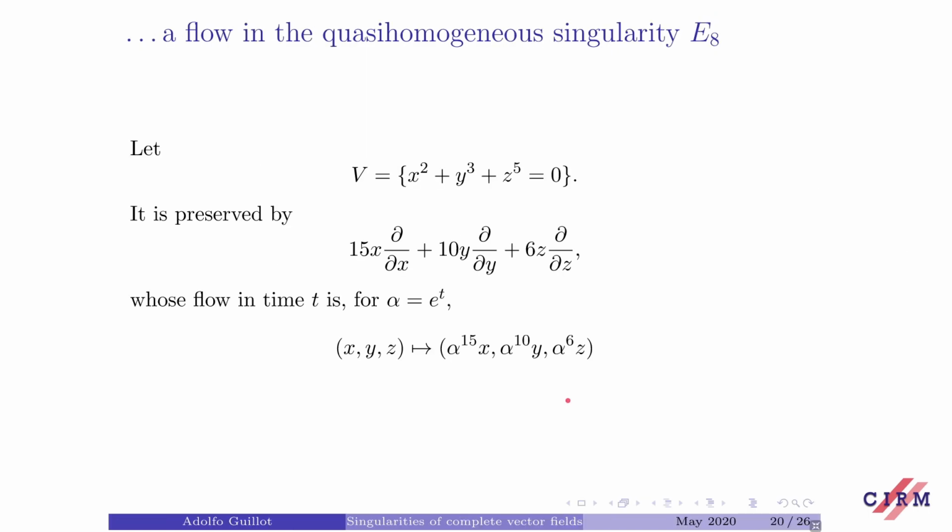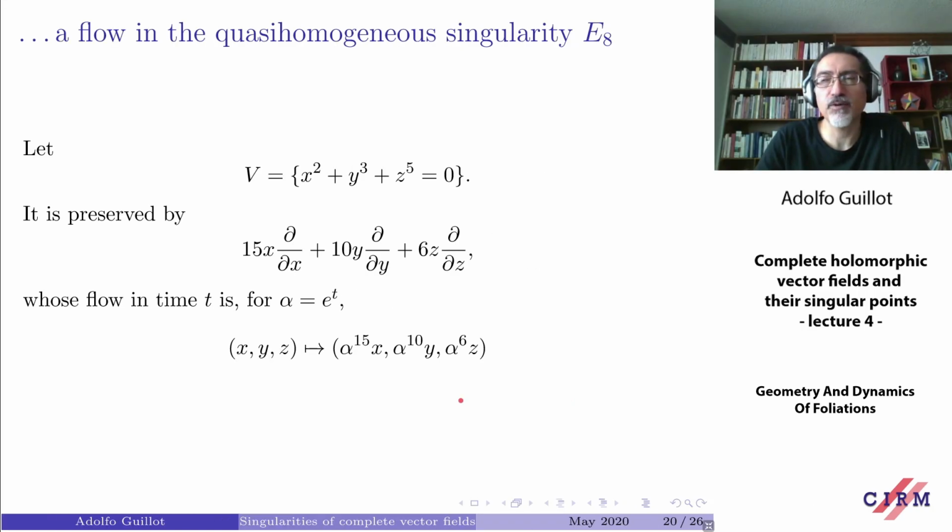Okay. Let me give you an example of the second situation. So this V is called the E8 singularity. It's an algebraic affine surface in C3. It has a singular point at 0. And it is a quasi-homogeneous one. If you give X the weight 15, Y the weight 10, and Z the weight 6, you have a homogeneous polynomial of degree 30. And as every homogeneous or quasi-homogeneous polynomial, it comes with weighted homotheties that preserve it.